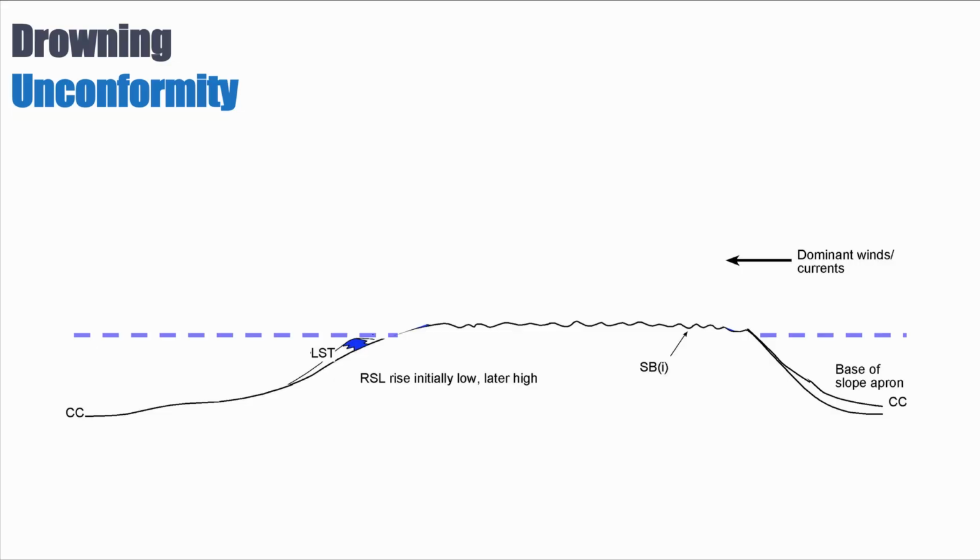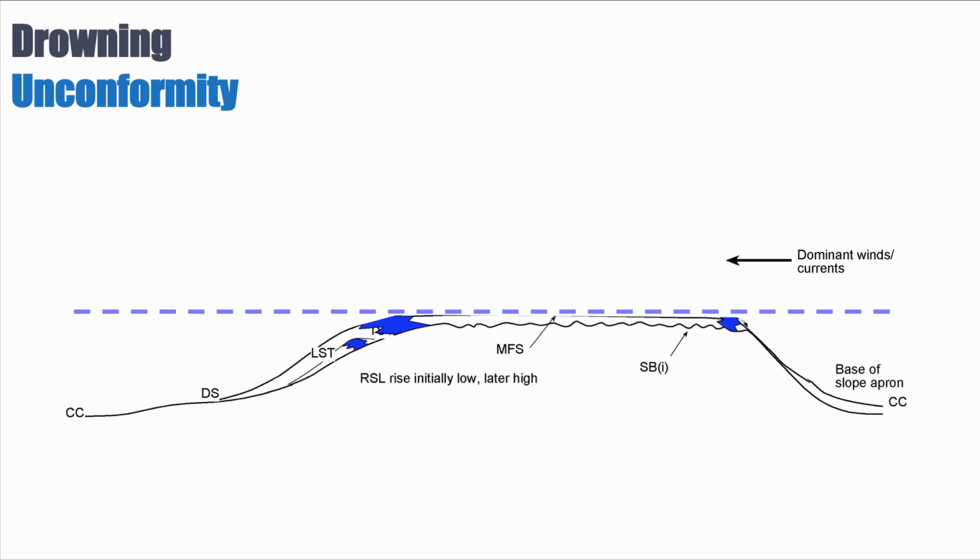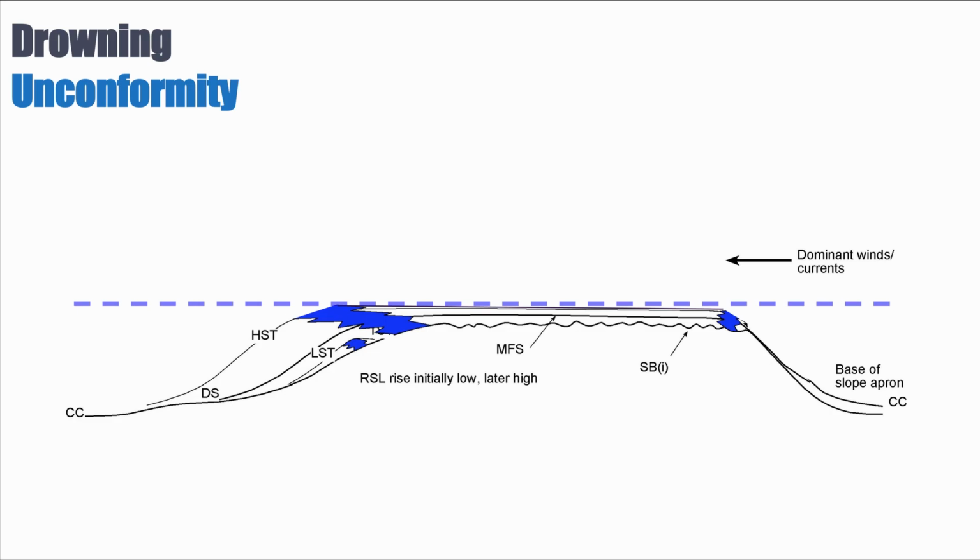So let's look at an example of drowning in the case of an isolated platform, similar to what you would have in the Bahamas. If I take here an example of a lowstand tract on an isolated platform, we have a small lowstand wedge here on the side of that island, and we have a nice sequence boundary. Notice the position of the dominant winds and the dominant currents that push the sediments to the back of this island. So when base level rises in the first instance, we have the creation of this LST followed by an HST. So nothing really too surprising here.